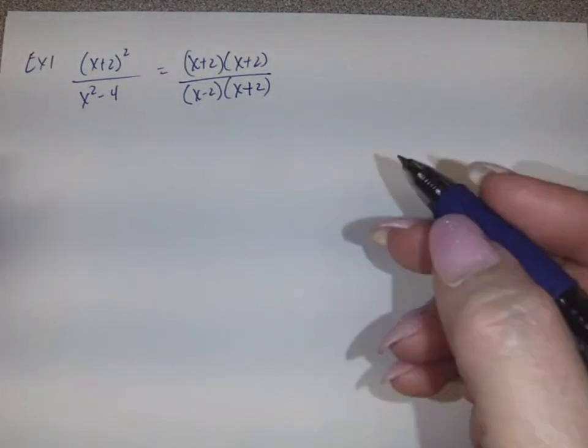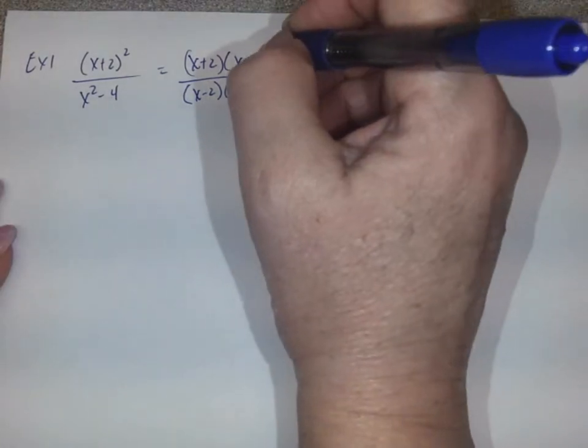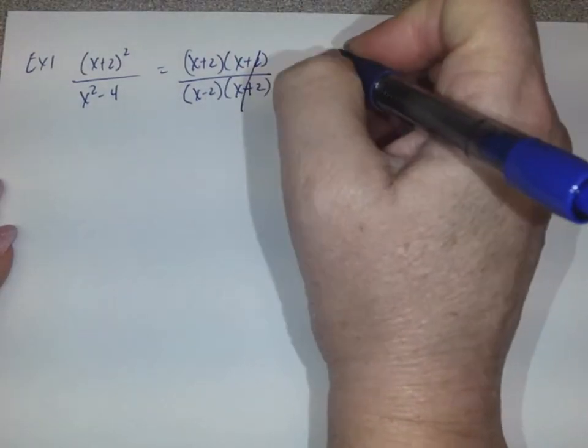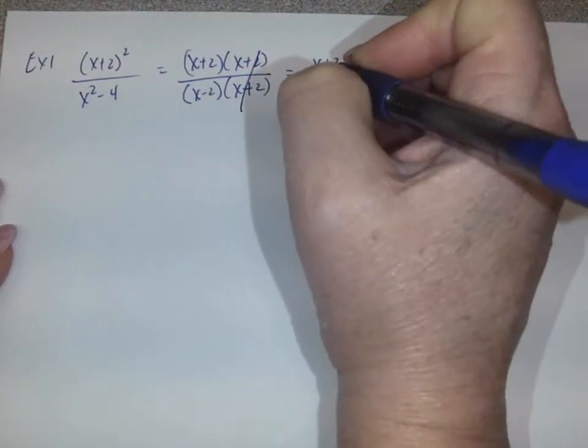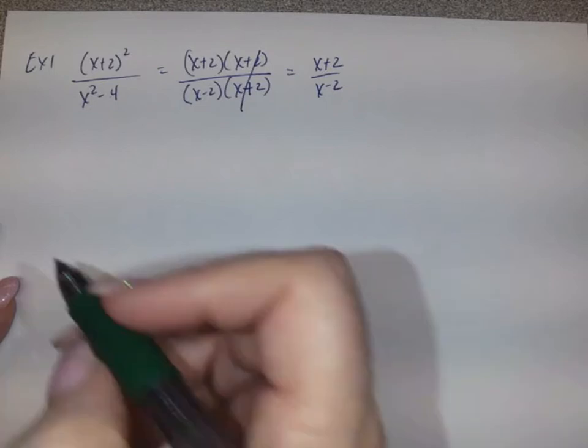And one is minus, one is plus, and that's what gets rid of that middle term. Now we have x plus 2 over x plus 2, so we end up with x plus 2 over x minus 2. And that's all you have to do with that. All right, let's look at example 2.